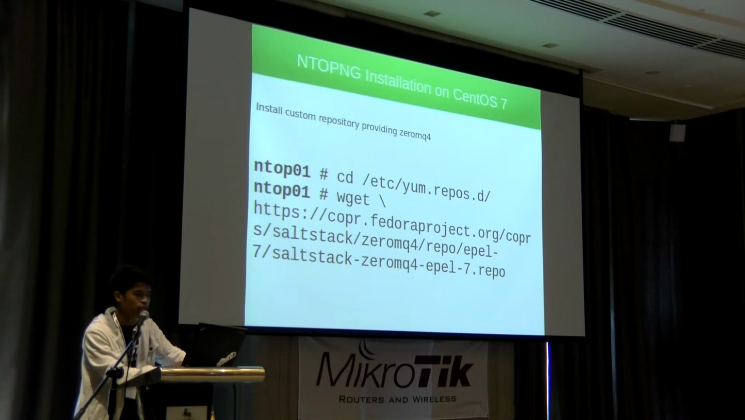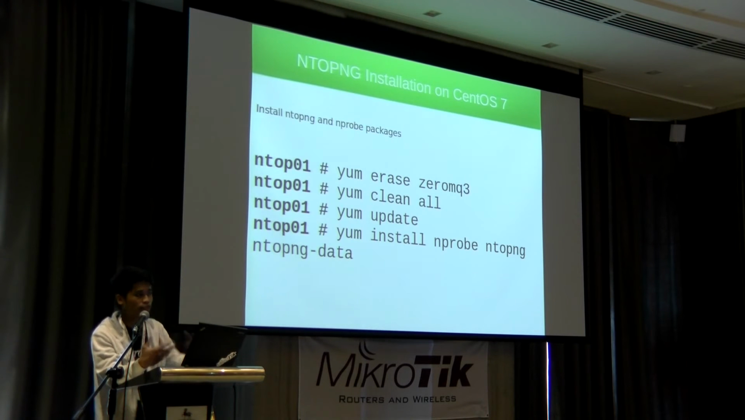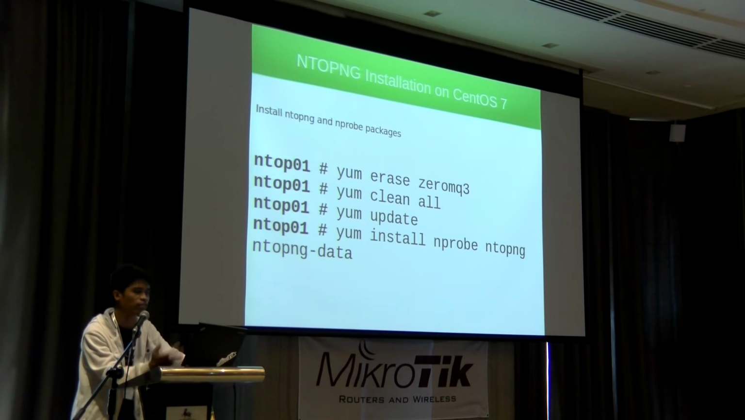And you need to make sure that you install the ZeroMQ that we were talking about earlier. And then after that, you're going to execute this command, yum erase zeromq3, to make sure that it will not conflict with the zeromq4 that we're going to install, and yum clean all and update. And then you're going to install nProbe, ntop and ntop data.